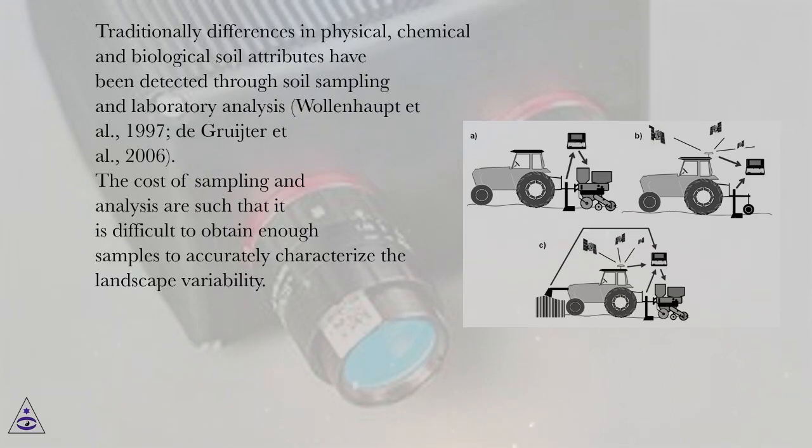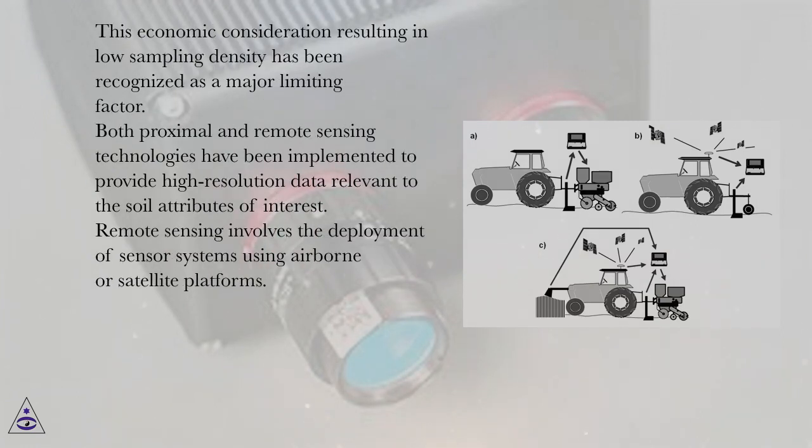Traditionally, differences in physical, chemical and biological soil attributes have been detected through soil sampling and laboratory analysis. Vollenhaupt et al., 1997, de Gruijter et al., 2006. The cost of sampling and analysis are such that it is difficult to obtain enough samples to accurately characterize the landscape variability. This economic consideration resulting in low sampling density has been recognized as a major limiting factor.